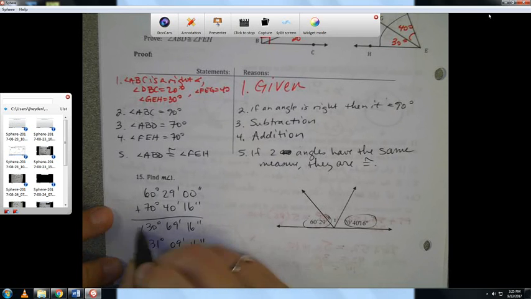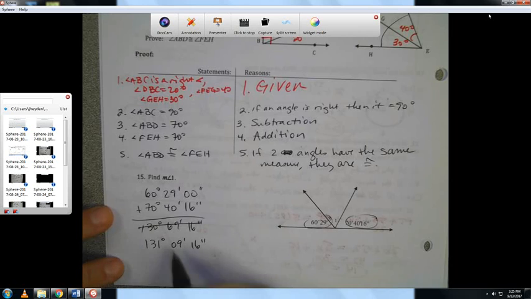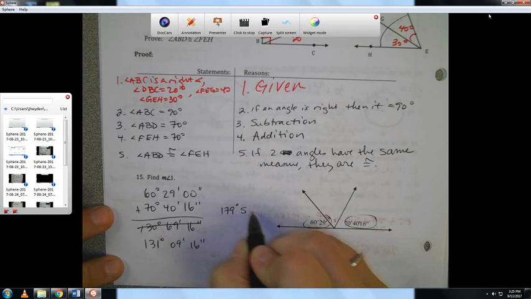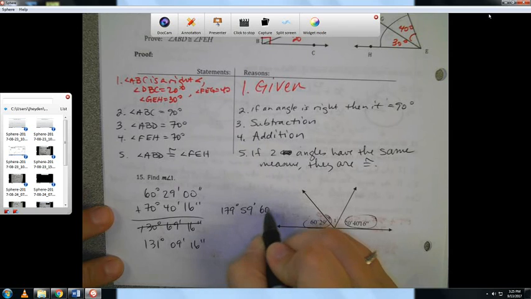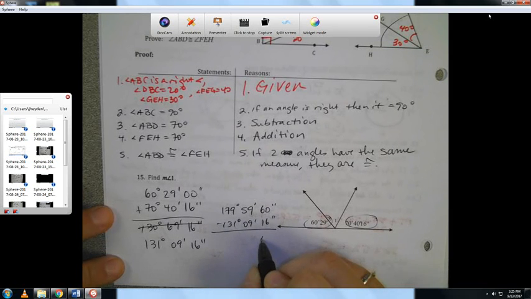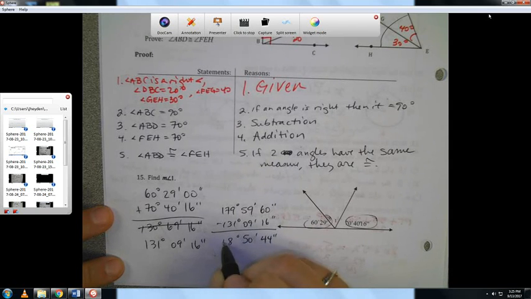So now I have to do 180 minus this. I'm going to borrow a degree from the 180, and then I'm going to borrow a minute. And I've done this a couple times before, so that's what's going on here. Minus 131, 09, 16. 60 minus 16 is 44. 59 minus 9 is 50. 179 minus 131 is 48. There you go. Angle 1 is that amount.